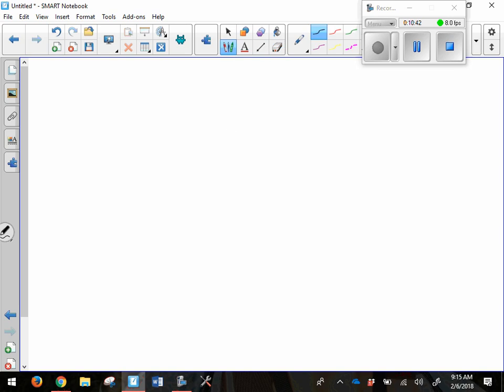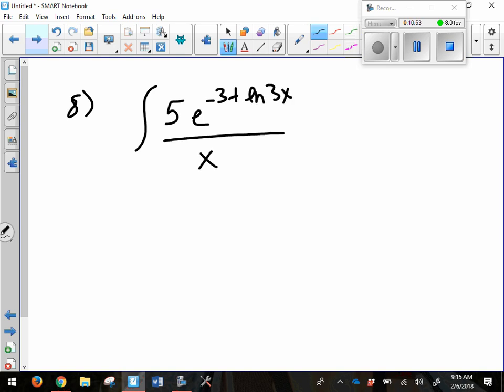I want to do number 8 on that same page, which is the integral of 5 e to the negative 3 plus the natural log of 3x all over x dx. It's just further down that column. And really it doesn't matter because you can just write it in your notes. Okay, so we're back to an indefinite integral, so we'll have that plus c at the end.